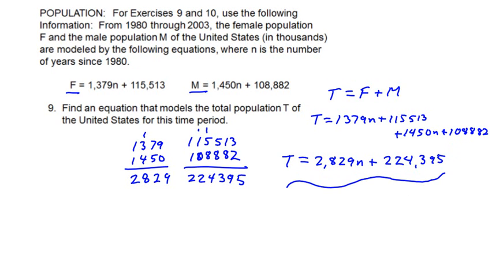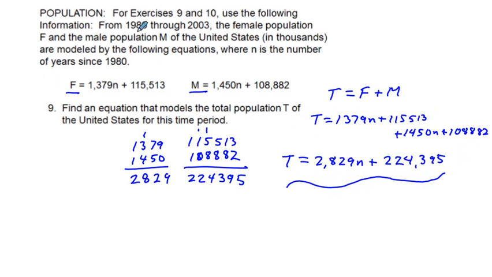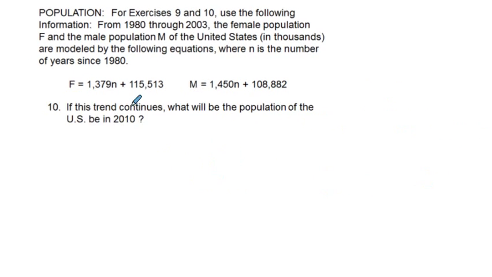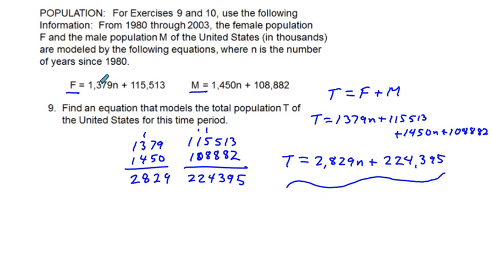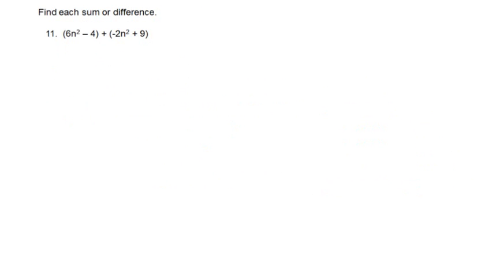And then, well, I'm not going to do this one. Problem 10 is, if this trend continues, what will the population of the U.S. be in 2010? Well, 2010 is going to be 30 years away from 1980. So if we go ahead and take this expression and plug in 30 for N, we should be able to get our answer for problem 10. Next on to problem 11.